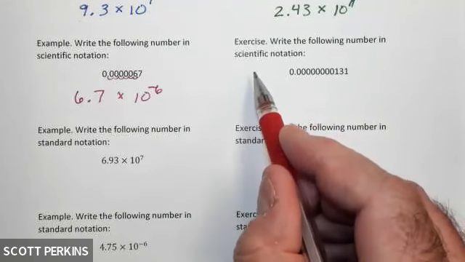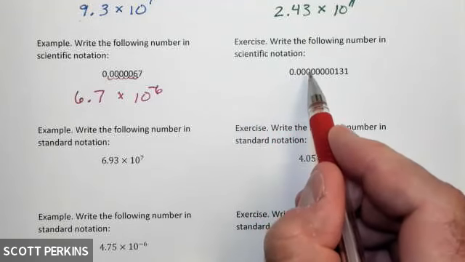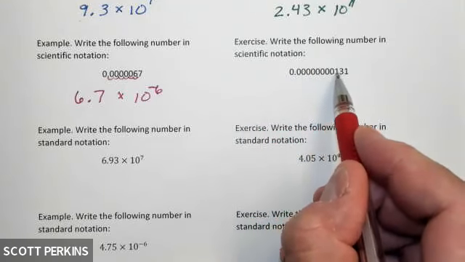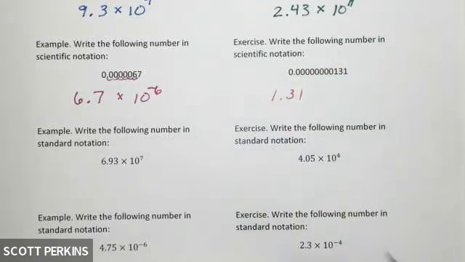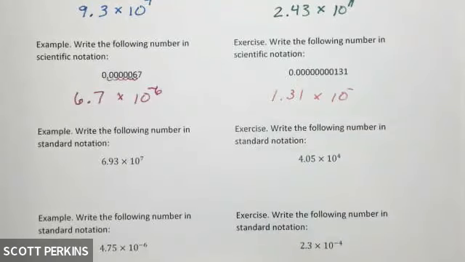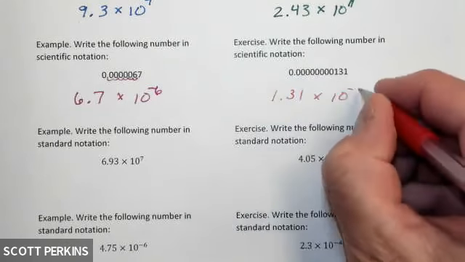As I come at this number from the left, what is the first non-zero digit I encounter? The 1, so 1.31 is the number part. Then again, I notice this is a small number. It's a fraction, so my exponent is going to be negative, and it's going to be negative how many? 9. Negative 9.